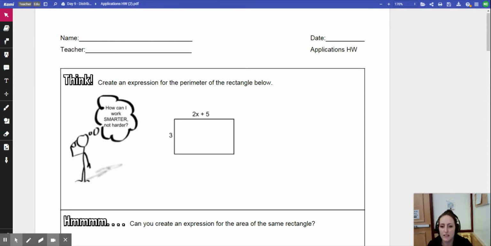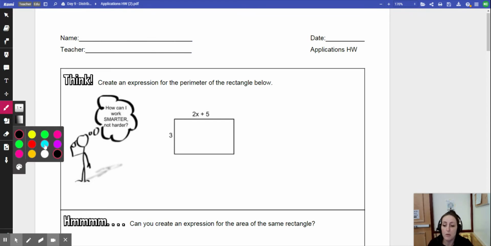So to start off with, it says create an expression for the perimeter of the rectangle below. And we want to think to ourselves, how can we work smarter and not harder? And when I say working smarter, not harder, typically I'm talking about using the distributive property to help make your math more simple. Well, first of all, you need to know that each dimension is represented on the opposite side. So we have a 3 there. We have a 2x plus 5 here.